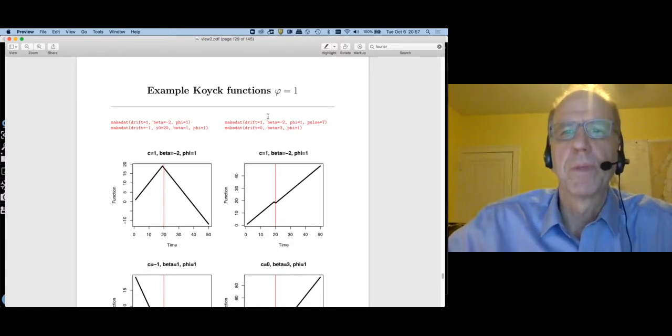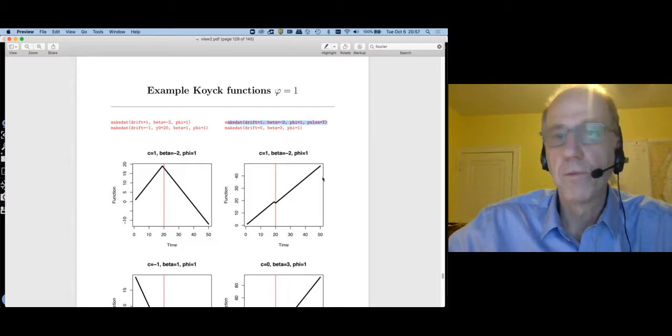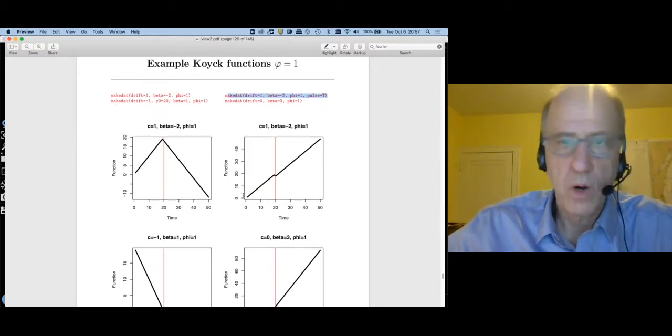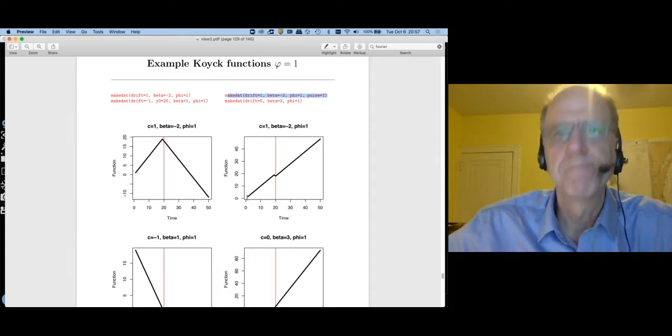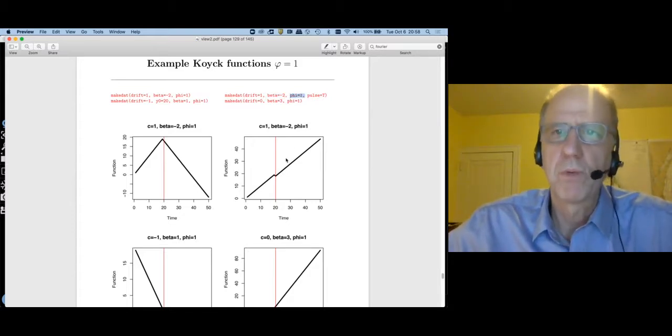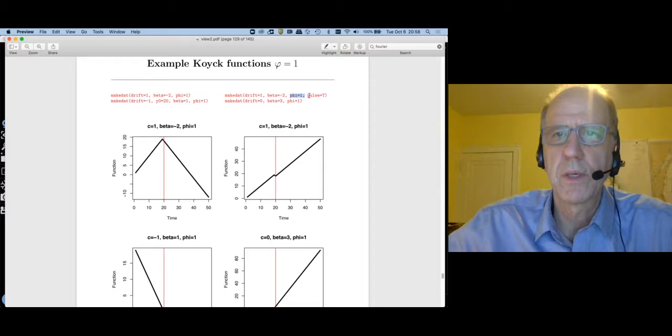Maybe I'll start with this one. This graph was generated with the following call. My y0 was set to be 0. The drift coefficient is 1. And so we see the slope here is 1. Then I set the beta to be minus 2. So at the value 20, you can see the whole line shifts down by 2. I've set my phi to be 1 because that's what we're doing here. So that's what the pulse model set to true.